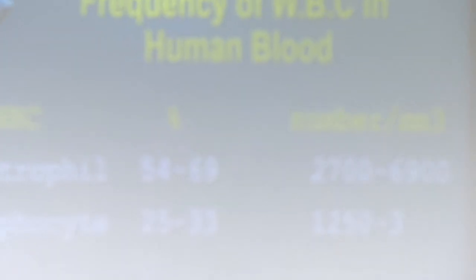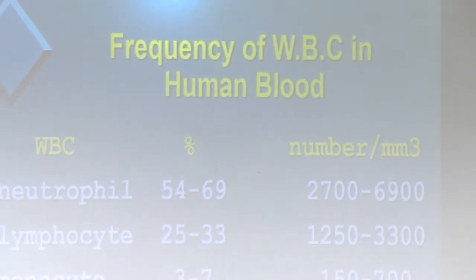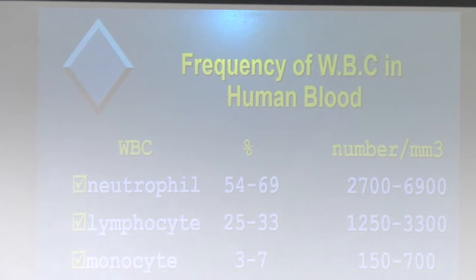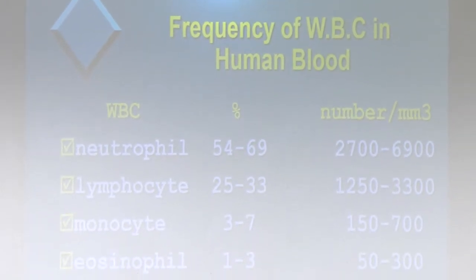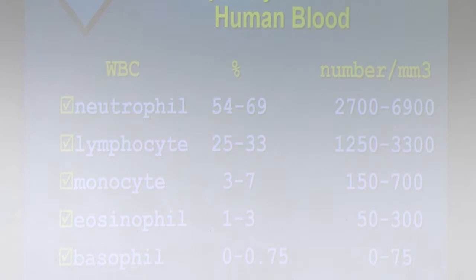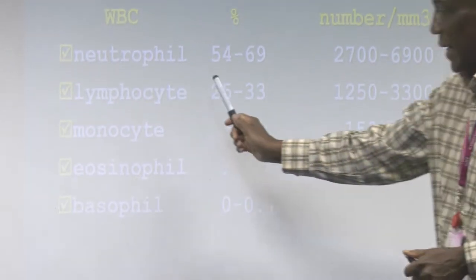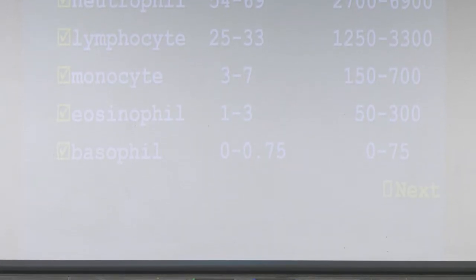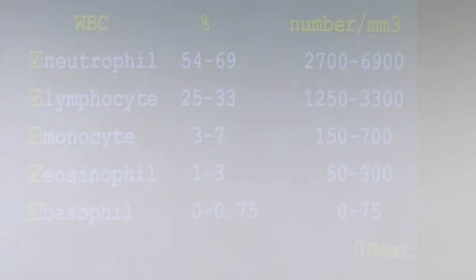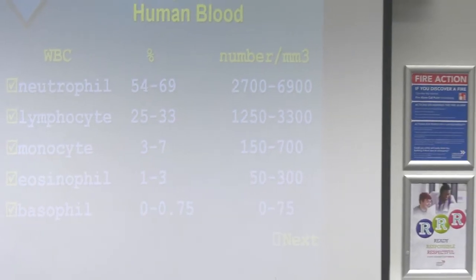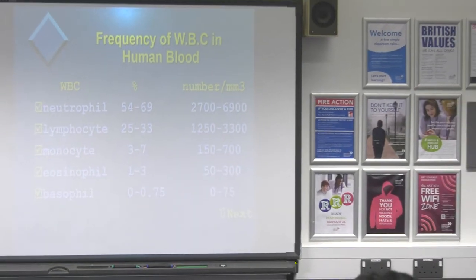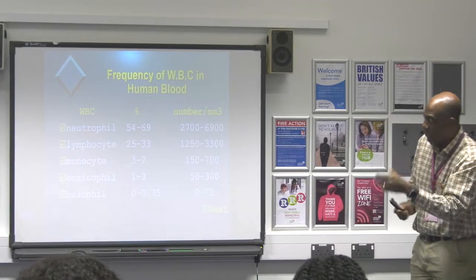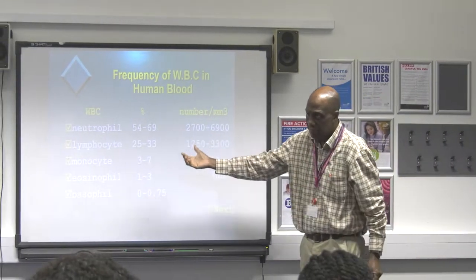Sorry about the light. These are the major white blood cells we'll be looking at: the neutrophils, the lymphocytes, the monocytes, the eosinophils, and the basophils. These are the 5 major ones everyone here will write about. So focus your research on this. I'm going to give you a breakdown of what each of them does.